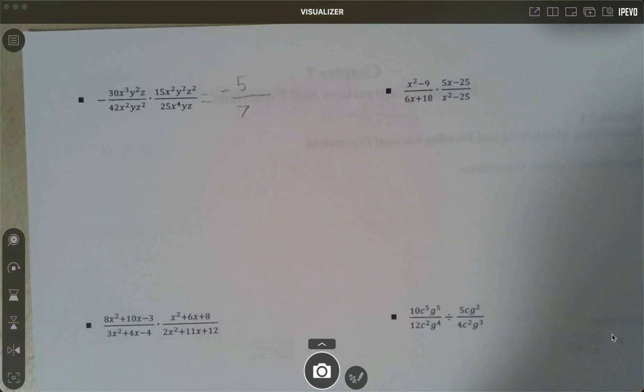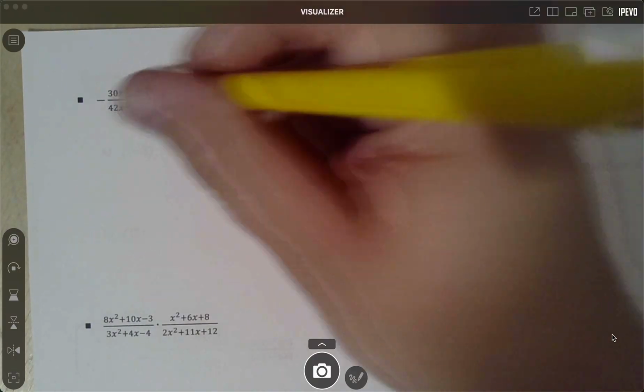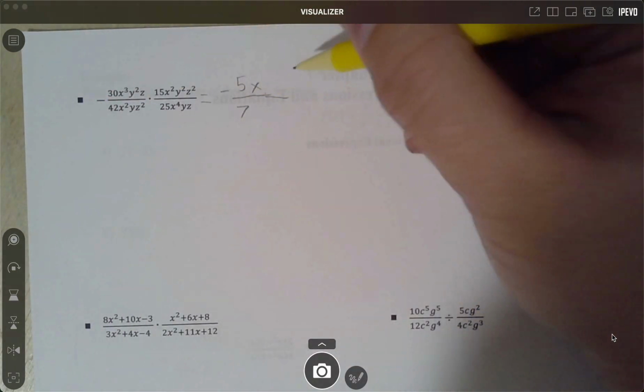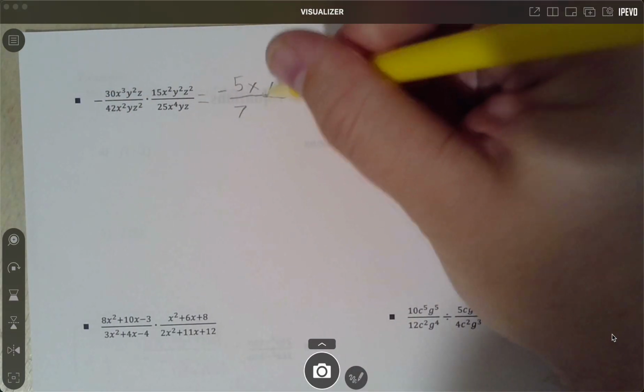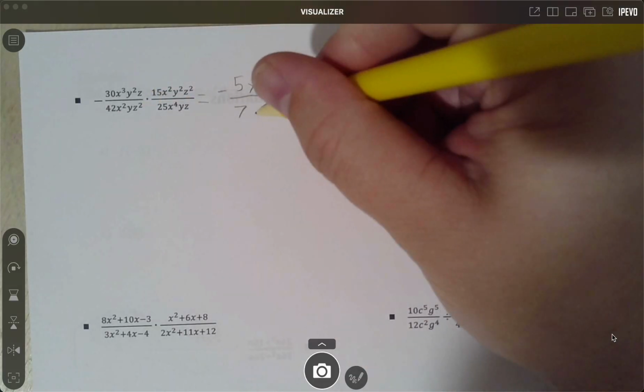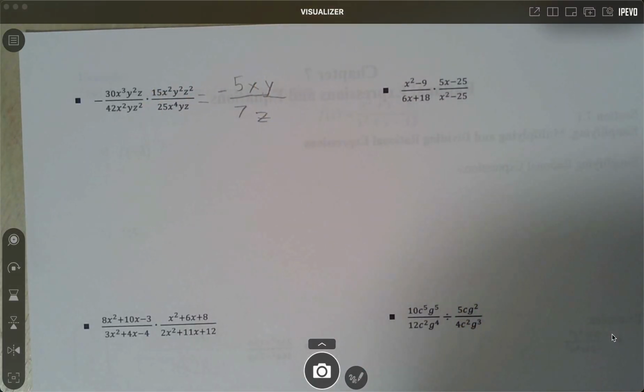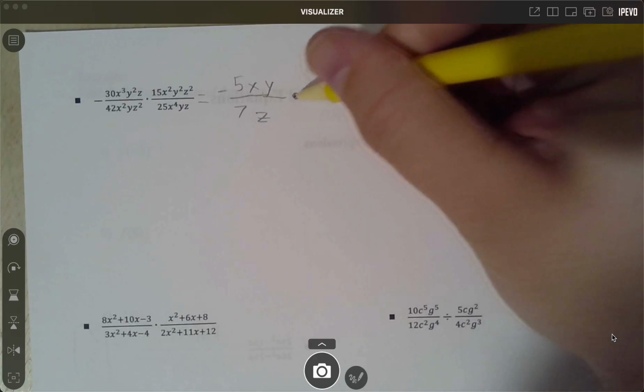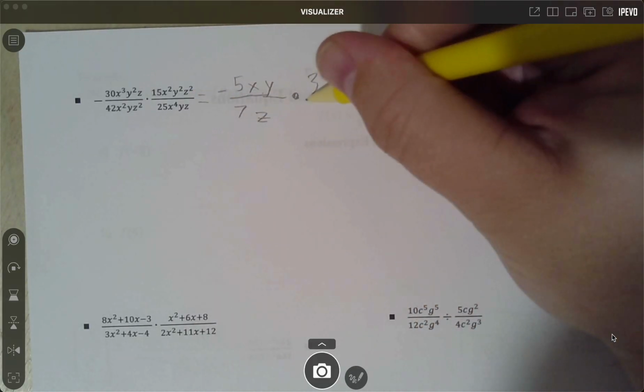Once again, if I play kind of the exponent subtraction game, a 3 and a 2 will leave a 1 on top, a 2 and a 1 will leave a 1 on top, and a 1 and a 2 will leave a 1 on the bottom by subtraction. Similarly, 15 and 25 reduce to 3 and 5.